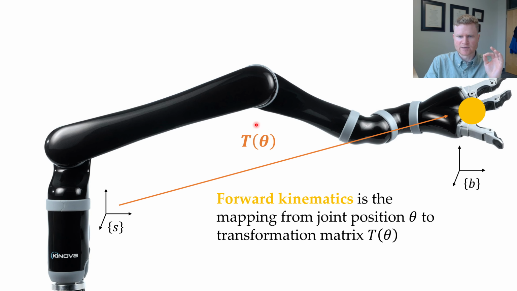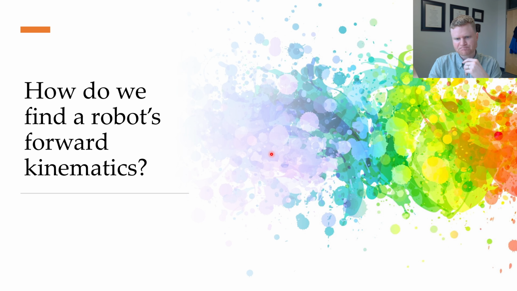Reminder, transformation matrices have rotation and position encoded within that matrix. So it's going to capture the orientation and the position of this frame B with respect to my spatial frame S. I want to emphasize that this is a function of theta, and the reason why is because as I move my different joints, I change the position and the orientation of B with respect to S. So that's why I've got T of theta. Okay, so that's what the forward kinematics are.